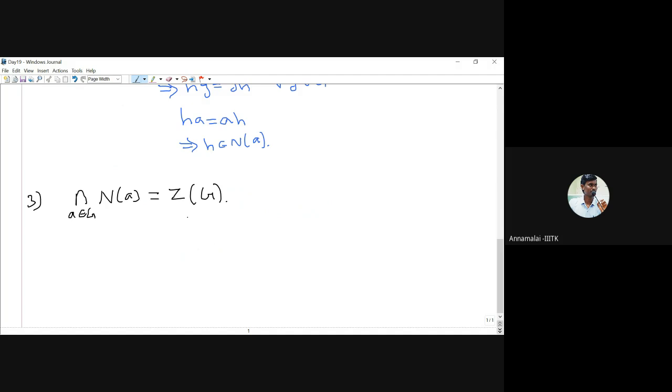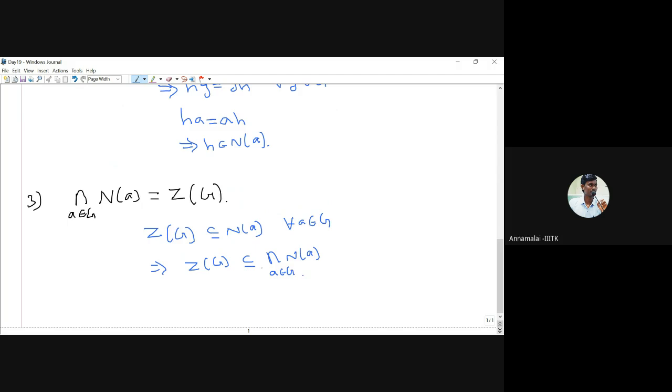Again, we have to prove the two containments. So how to prove this one? Already we know that Z of G is a subset of N of A for any A. Since Z of G is contained in all N of A, therefore Z of G is contained in the intersection of N of A over A in G. Now we have to prove the converse containment.